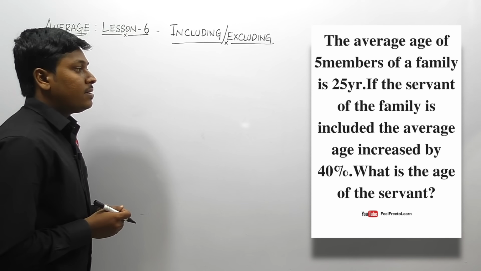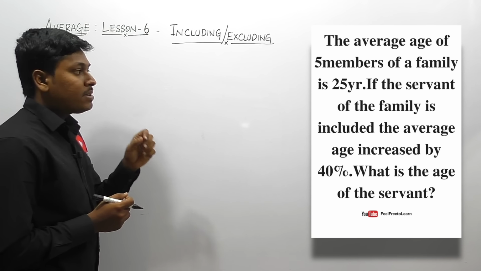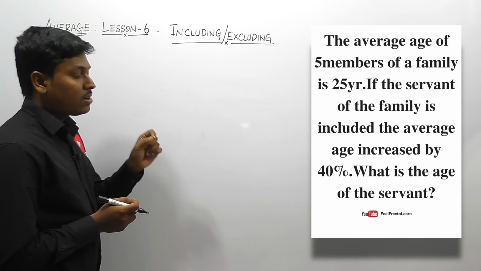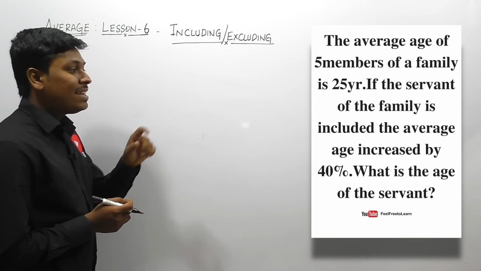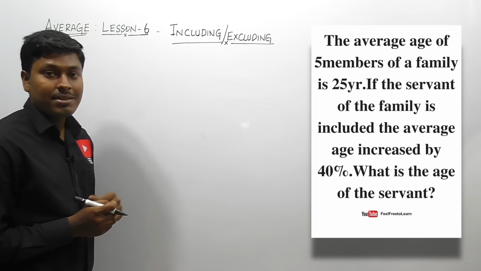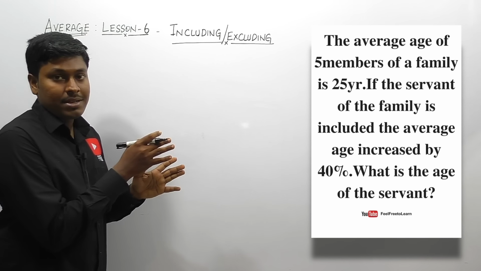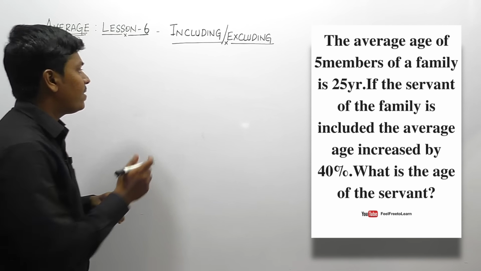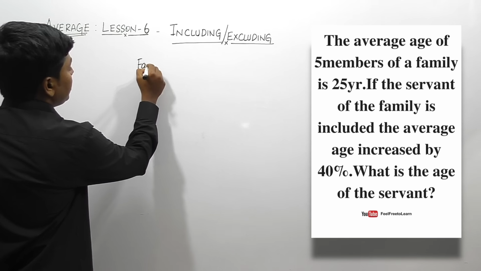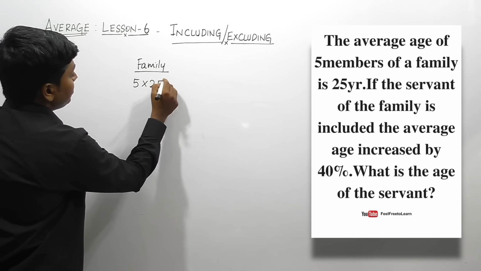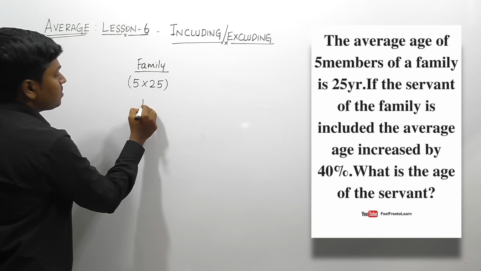Question number 3. The average age of 5 members of a family is 25 years. If the servant of the family is included, the average age is increased by 40%. So what is the servant's age? So friends, initially in a family there are 5 members, right? And their average age will be 25. So we can say that the family's total age will be 5 into 25, that is 125.